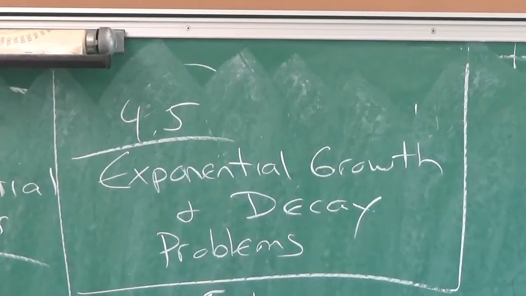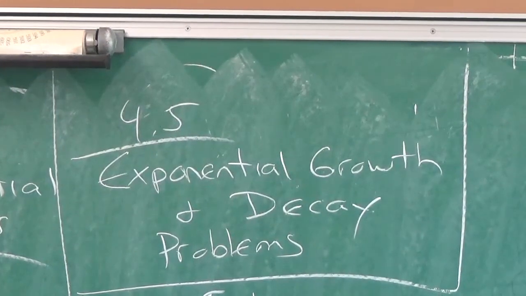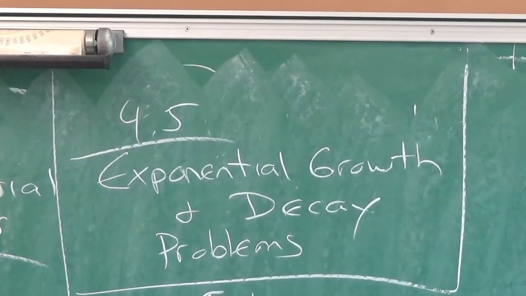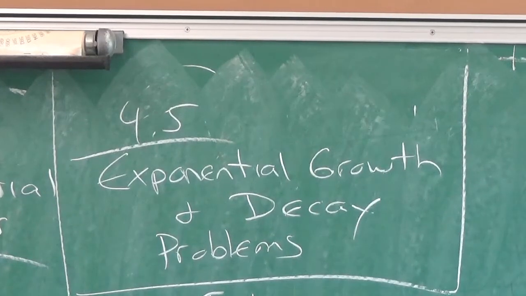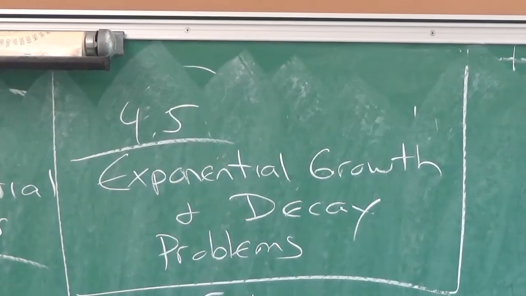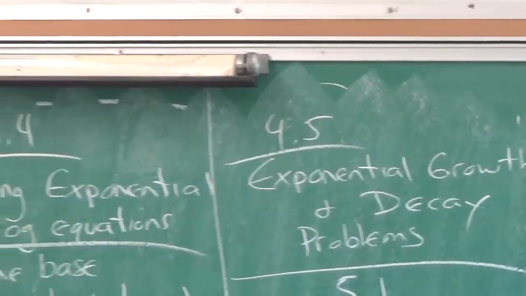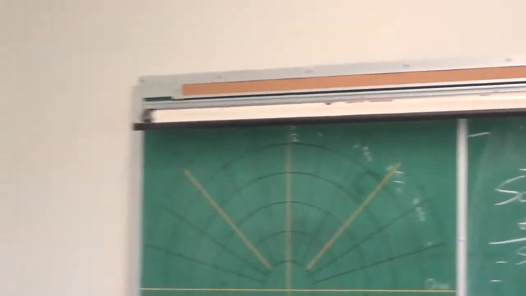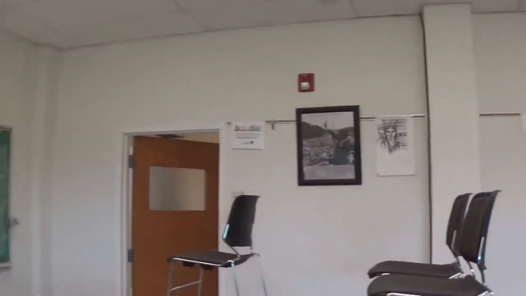Okay, into section 4.5. This is the last section in chapter 4. And we are continuing with exponential functions. And now we're going to apply it to exponential growth and decay. Now we talked about the two different graphs when we first looked at exponential functions.